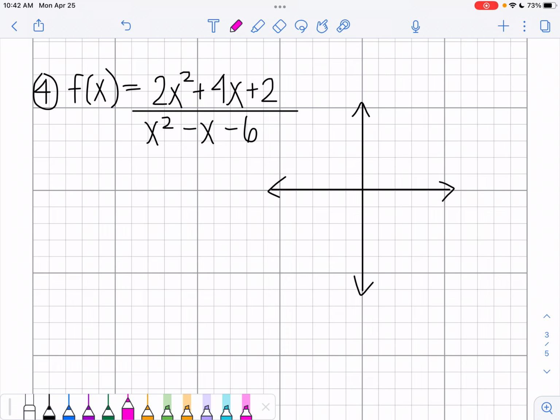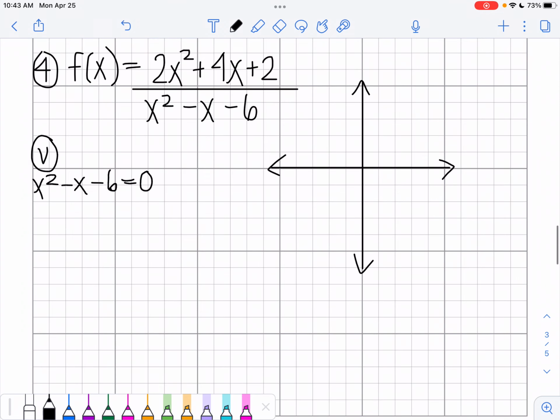Getting a little harder. Okay, vertical. Take my denominator, set it equal to 0. X squared minus x minus 6 is equal to 0. I'm going to factor this guy. So I want to know what multiplies to negative 6 that adds to negative 1. Now, if you have a hard time doing this, I'll do this right here.